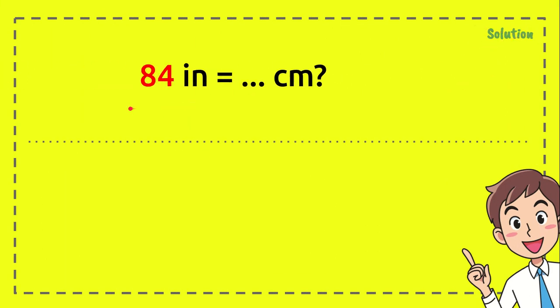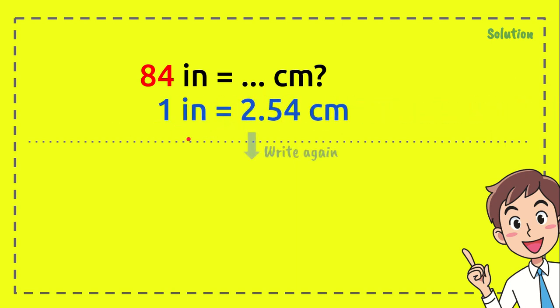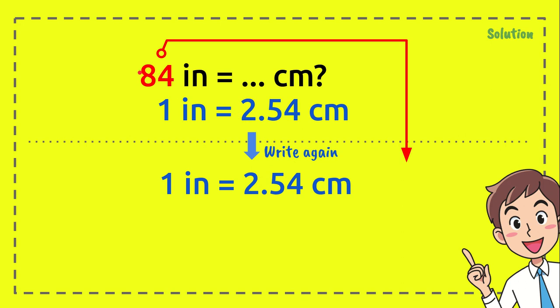The first step we need to do, we need to write again the question, and we need to have the formula here as well. And after that, we need to repeat to write again the formula from there to here. And after that, we need to multiply 2.54 centimeters with this number, 84, and we're going to multiply 84 inches with 1 as well.